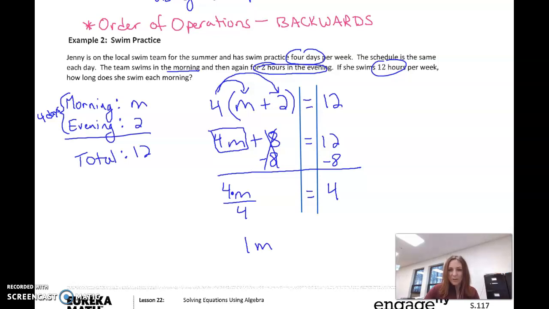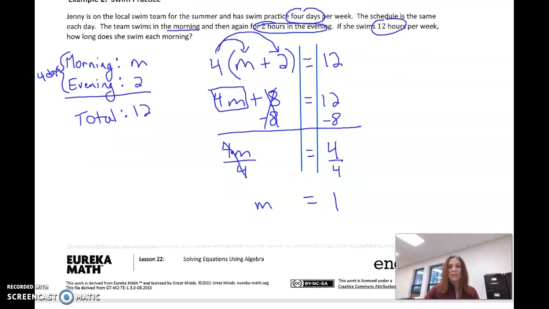I don't usually write this one there. It's there, but I usually just say it cancels out. Equals, now if I divide the left by 4, whatever I do to one side, I've got to do the other. And 4 divided by 4 is 1. So, if we want to know how long she swims each morning, she swims for 1 hour. Okay. This right here, ladies and gentlemen, is what we're going to be working on, the steps to solving two-step equations.